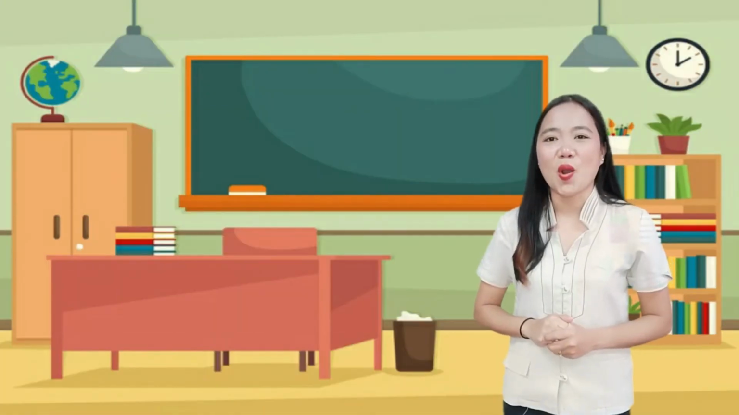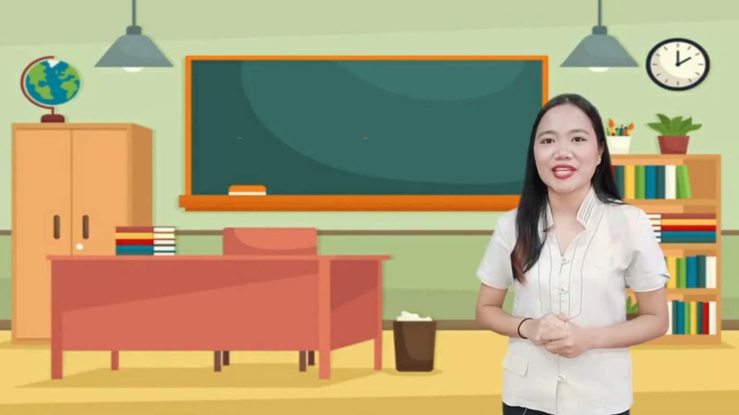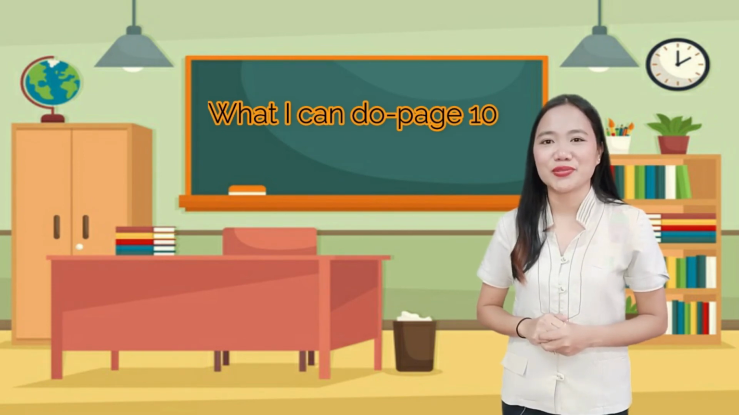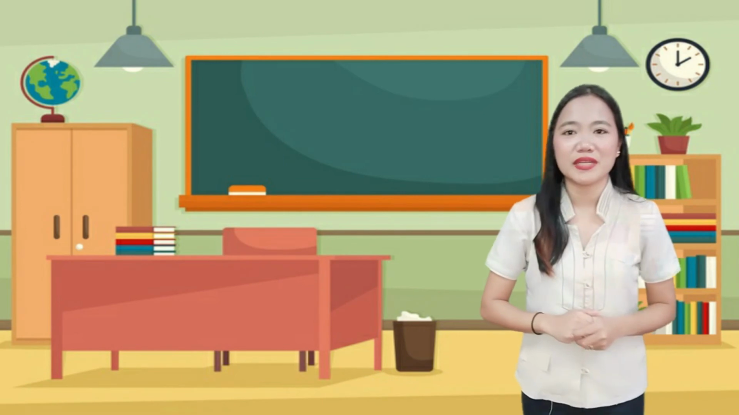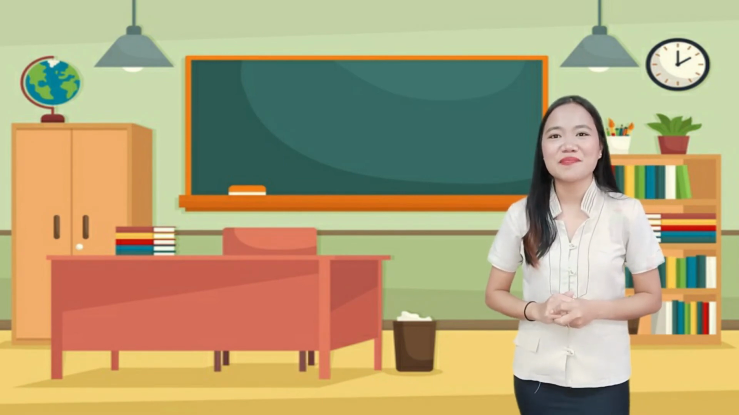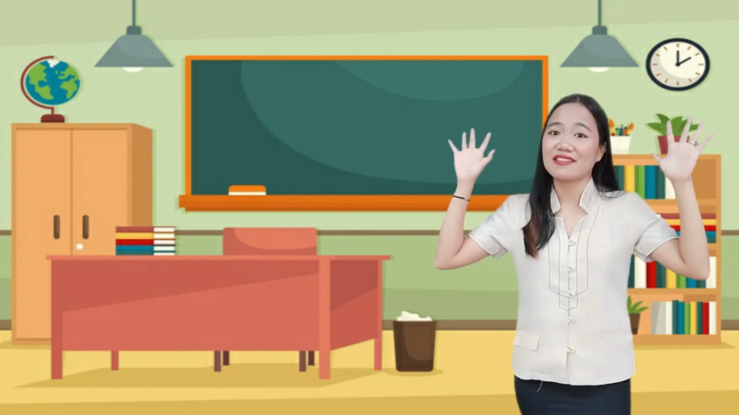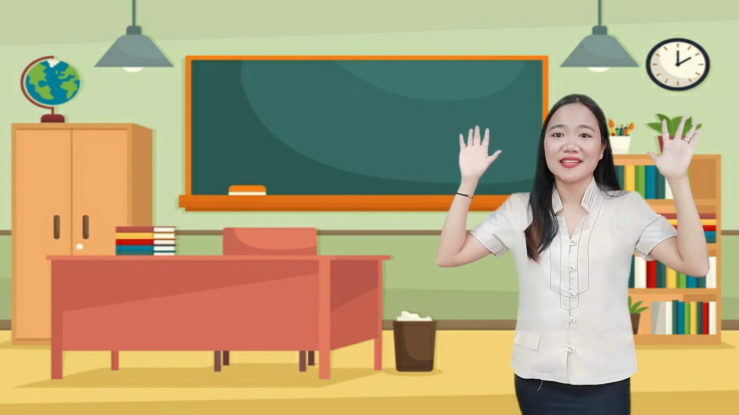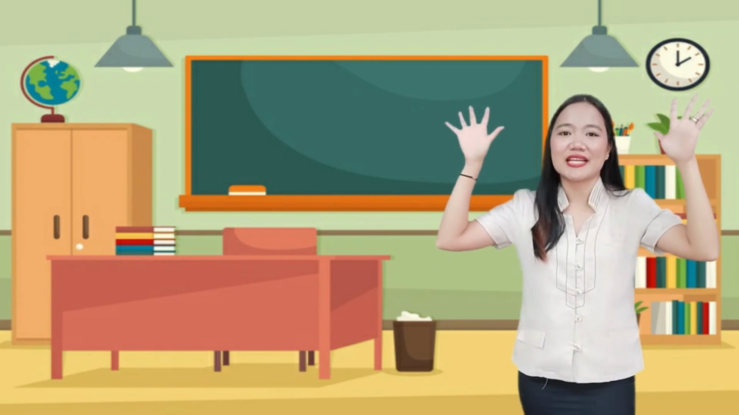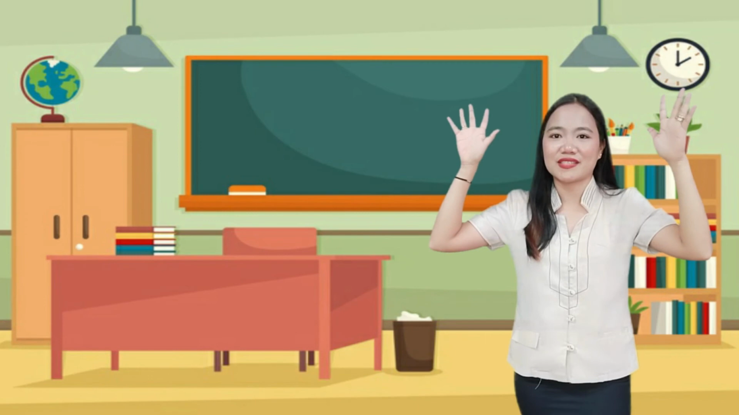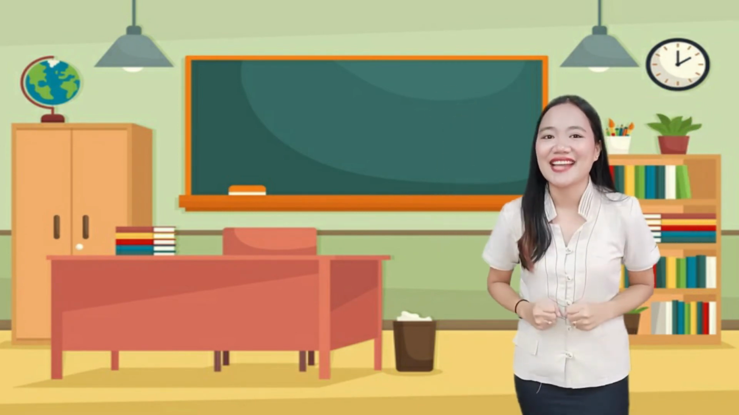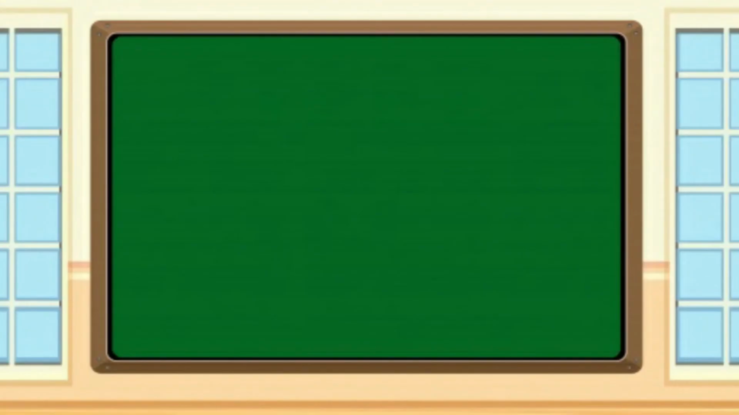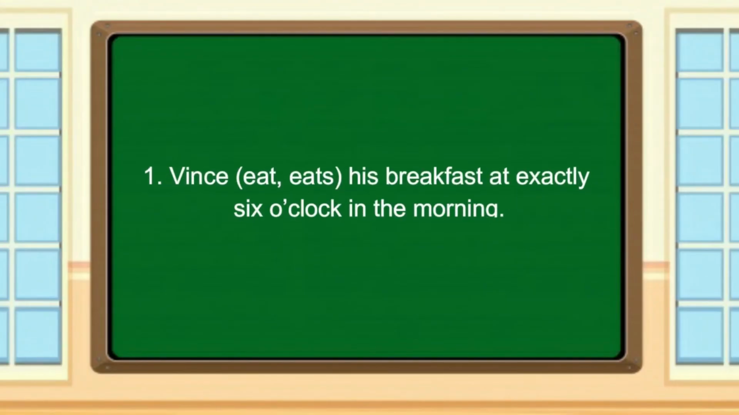This time, open your self-learning modules to page 10. What I can do. Encircle the correct verb in its sentence. But before that, put your hands up in the air and shake it 5 times. Ready? Shake, shake, shake, shake, shake. Now, let's get started. Number 1.